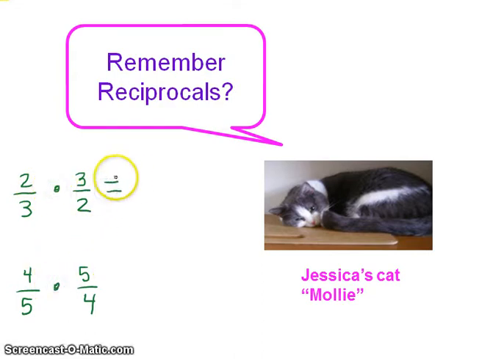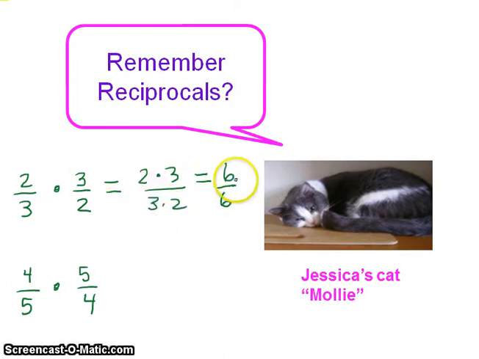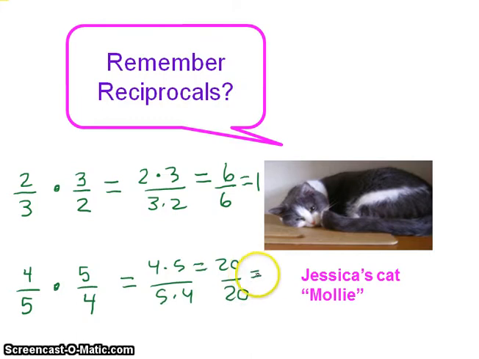Let's see. 2/3 times 3/2 will be, you multiply straight across, 2 times 3 is 6, 3 times 2 is 6. 6 divided by 6 is 1. Alright, now the other one, 4/5 times 5/4. 4 times 5 is 20. 5 times 4 is 20. 20 over 20 is 20 divided by 20, which is 1. Okay, so recall that when you multiply a fraction by its reciprocal, you get 1.